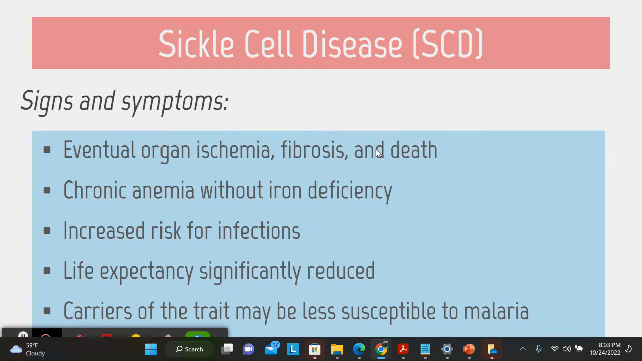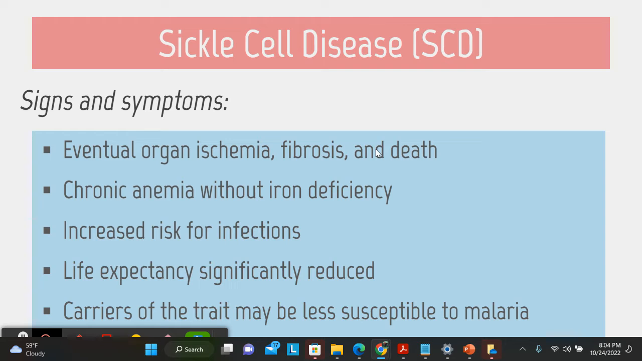It's pretty devastating. Signs and symptoms: eventually not getting oxygen and nutrients to the target tissues. And also the damage to capillaries is going to cause damage to the organs, scar tissue in the blood vessels, and eventually an early death. Chronic anemia without iron deficiency, because those blood cells with the hemoglobin S die faster. Increased risk for infections, and infections increase the risk for crisis, so you have a vicious cycle. The life expectancy for these individuals is significantly reduced.